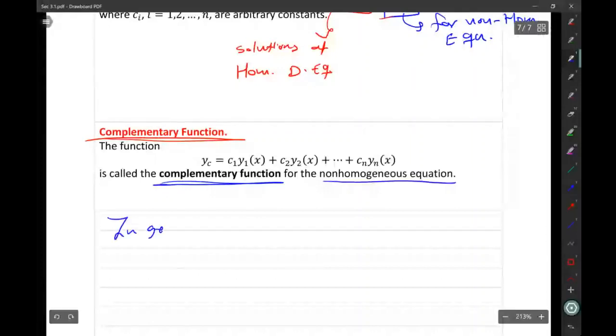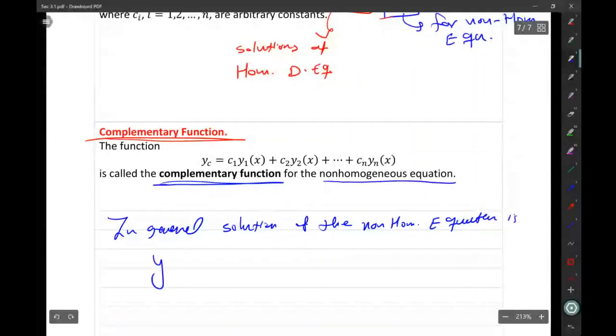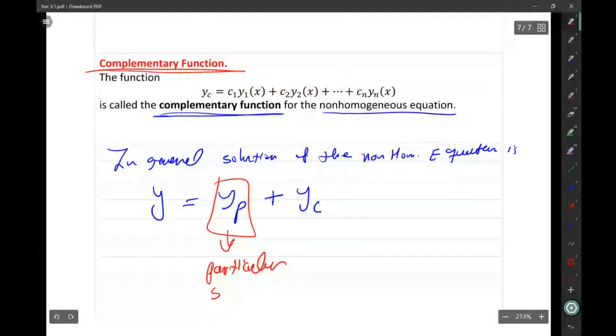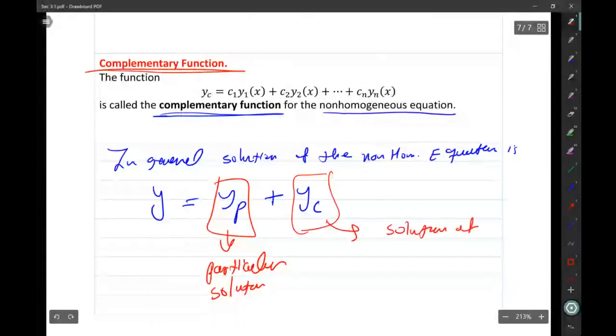And in general, the solution y is yp plus yc, the complementary. Yp is the particular solution, but yc is the solution of the homogeneous equation.